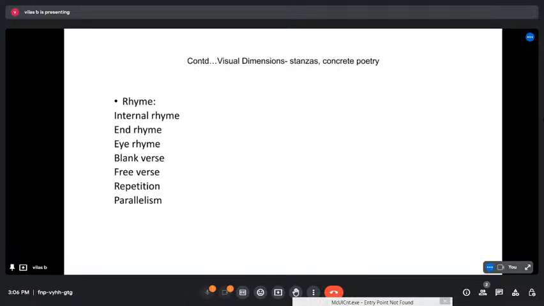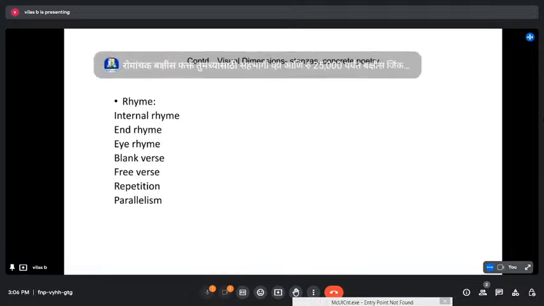So, end rhyme. There are various rhymes: half rhyme, feminine rhyme, masculine rhyme. You can go further for various rhymes as well. But end rhyme is the basic and important one.